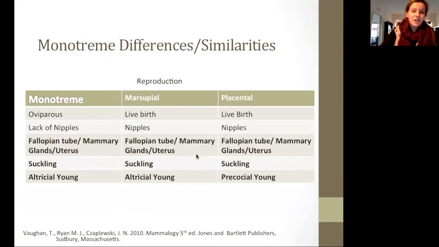In terms of reproduction, they're oviparous, which just means that they lay eggs and do not have a live birth, which is different from our other subclasses. They do lack nipples, so they actually have hair tufts that the young will suckle from. This is different from our other subclasses, which have those nipples. Across the board, we do see fallopian tubes, mammary glands, and a uterus. So all mammals are involved in suckling, however, the way that they go about that is a little bit different. Placentals have precocial young, we'll talk about that later, but monotremes and marsupials have a more undeveloped young when they give birth.